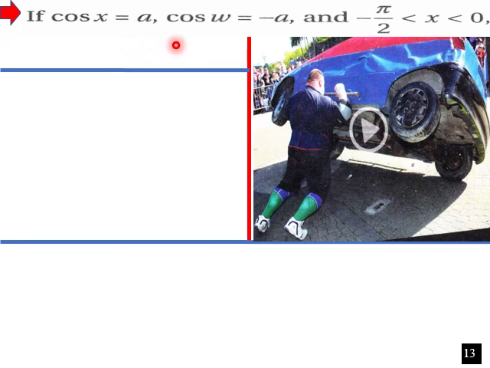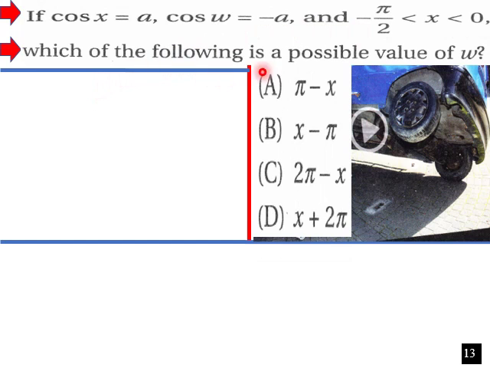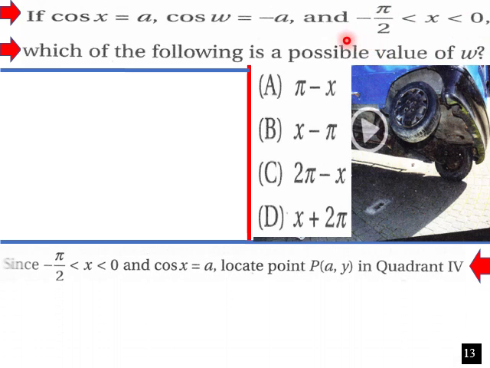If cosine x equals a, cosine w equals negative a, and negative pi over 2 is less than x, and x is less than 0, which of the following is a possible value of w? So cosine x is a, cosine w equals negative a, and we have this situation here for x. So we're trying to find the value of w.